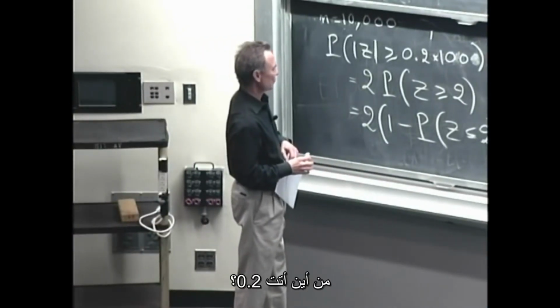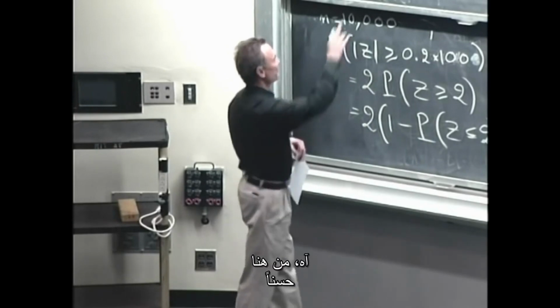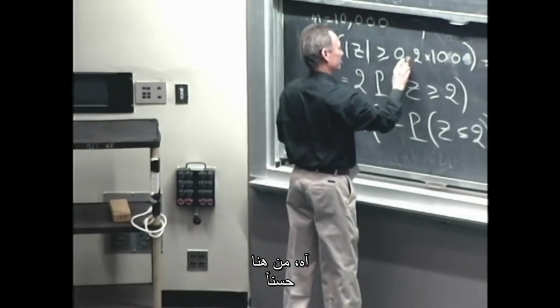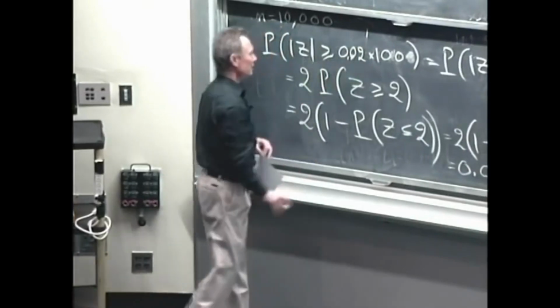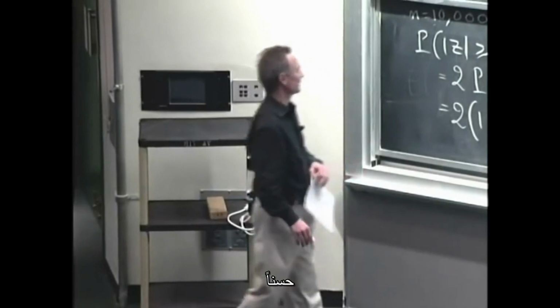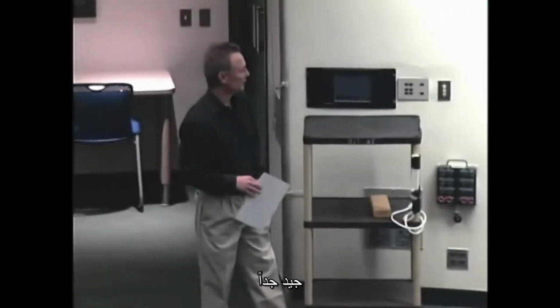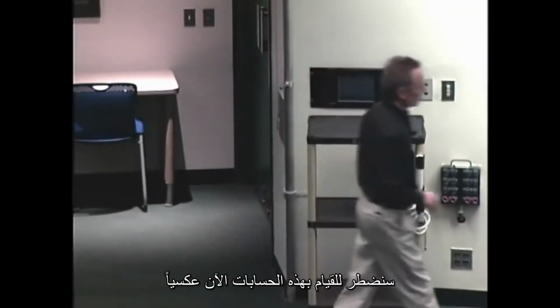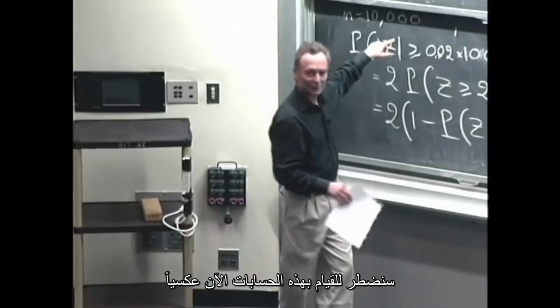Where did the 0.02 come in from? From here. 0.02 times 100, that gives us 2. Very good. So we'll have to do this calculation now backwards.